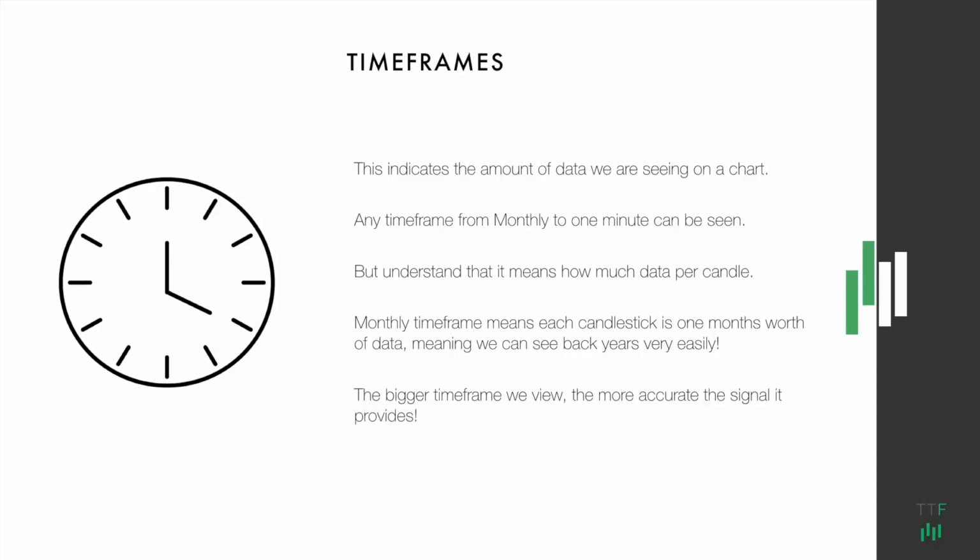So just in terms of time frames, just remember that the monthly time frame, the weekly time frame, the daily time frame will be a lot more accurate when you're looking at certain signals as compared to the 1 minute time frame, the 5 minute time frame, the 15-minute time frame, even potentially the hour time frame. All it means is just the amount of data in the candle. So an hourly time frame will give us an hour's worth of data per candle.